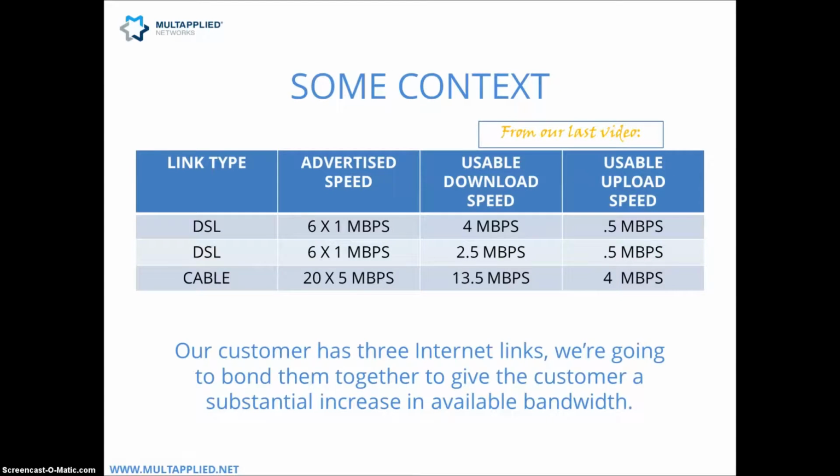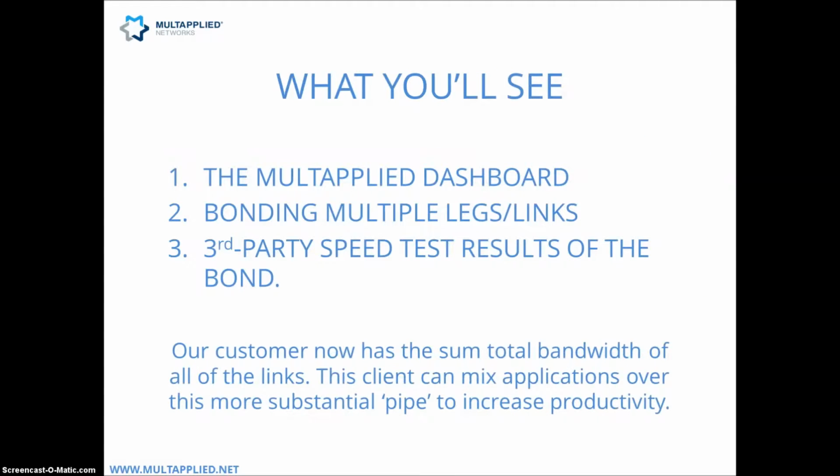So a little bit of context from our last video. On that video, we saw that we have 3 lines that we need to put into our bond, 2 DSL lines and a cable line. We showed you our management interface. We showed you our speed test tool that's built right into the interface so that we have a fast and accurate way to see what these legs are actually capable of, and then we go back and we use that as the starting point for building a good bond.